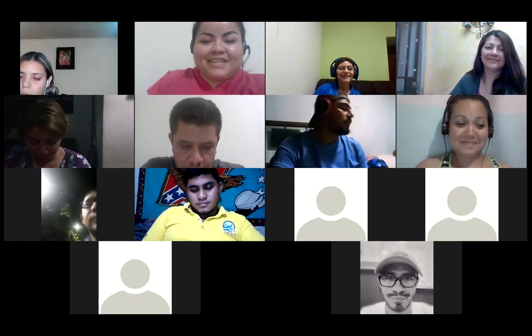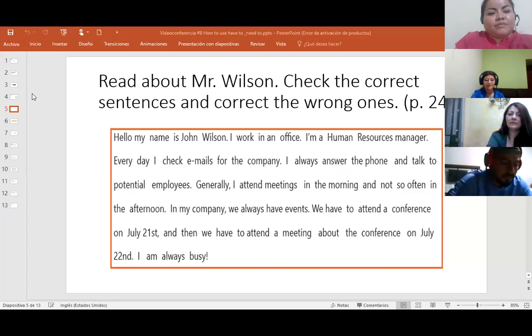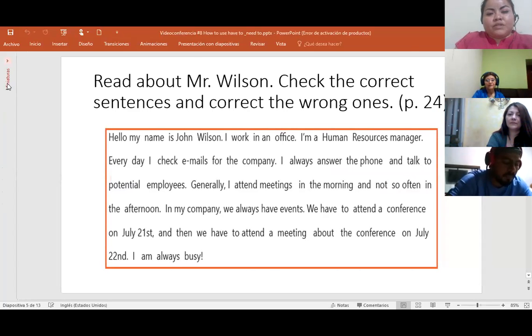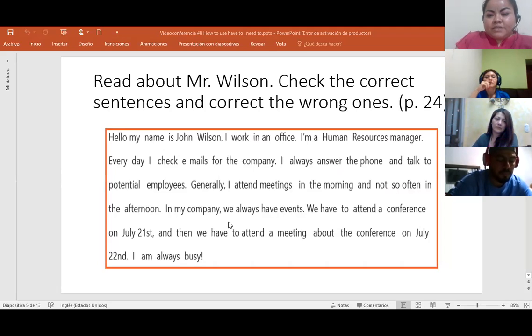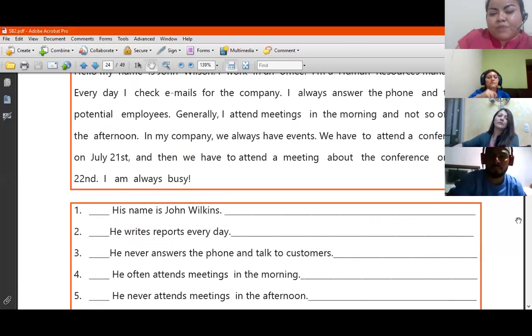Okay, let's continue. Then we're going to work and we're going to read about Mr. Wilson, okay? Who's Mr. Wilson? We're going to read about him. This is on page 24 on your model book. It says that we're going to see some sentences that are incorrect, okay? Where can you see the incorrect sentences? If you open the book, right? I have your book here. This is the paragraph that we're going to practice right now.